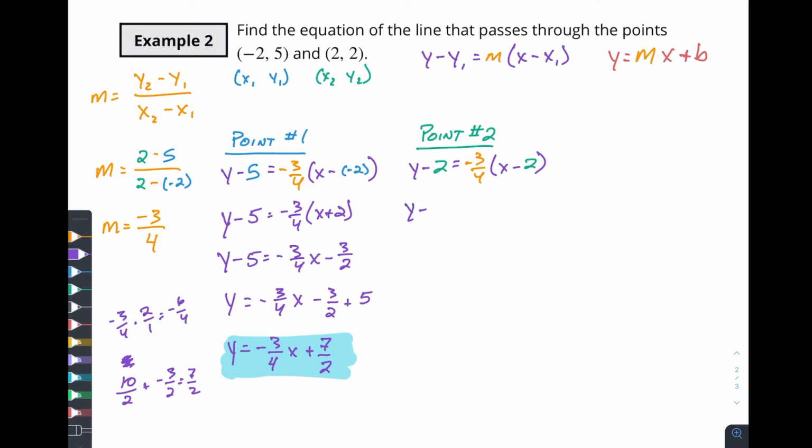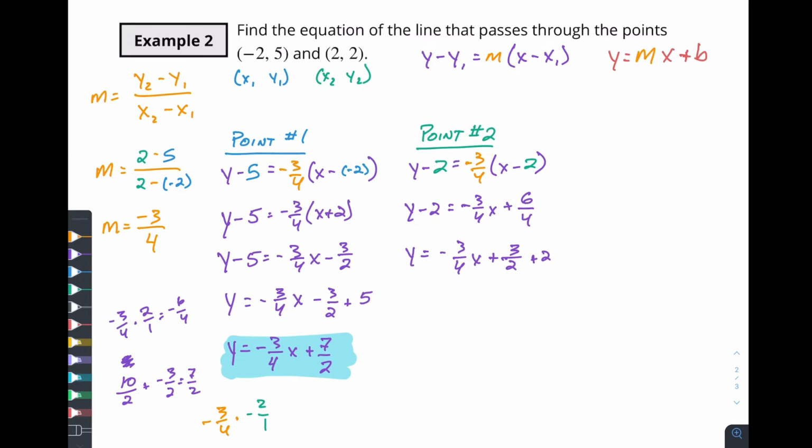So y minus 2 is equal to negative 3/4 x. So we have to take that negative 3/4 and multiply it by negative 2. Negative 3/4, and we multiply it by a negative 2 over 1, we're going to end up with a positive 6 over 4. And then we get y is equal to negative 3/4 x plus 6 over 4, or actually let's make that plus 3 over 2, plus this other 2 from right here.